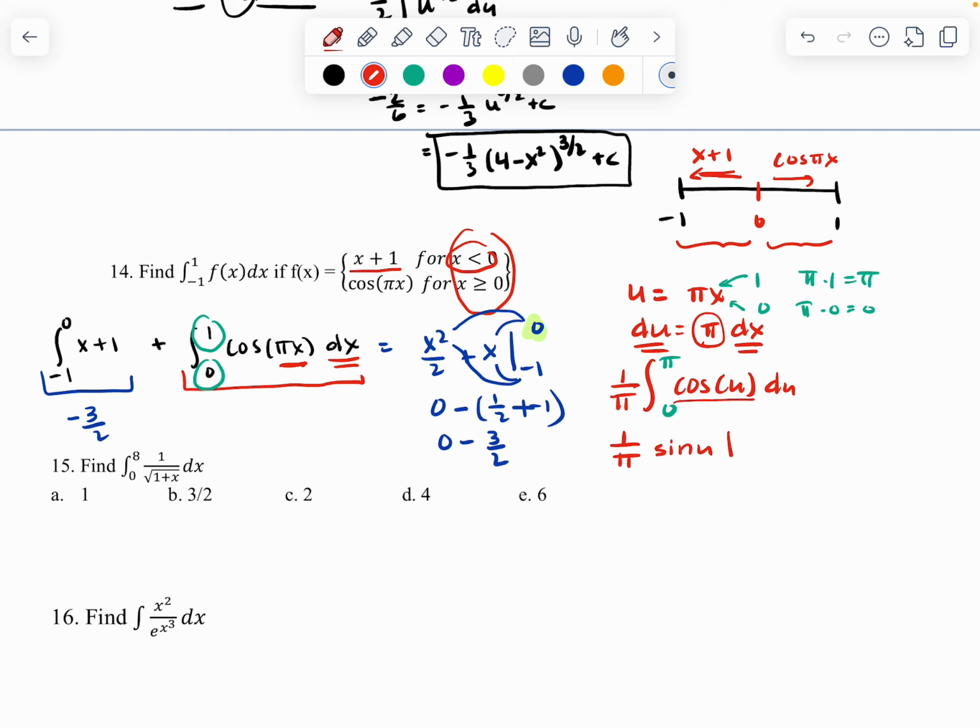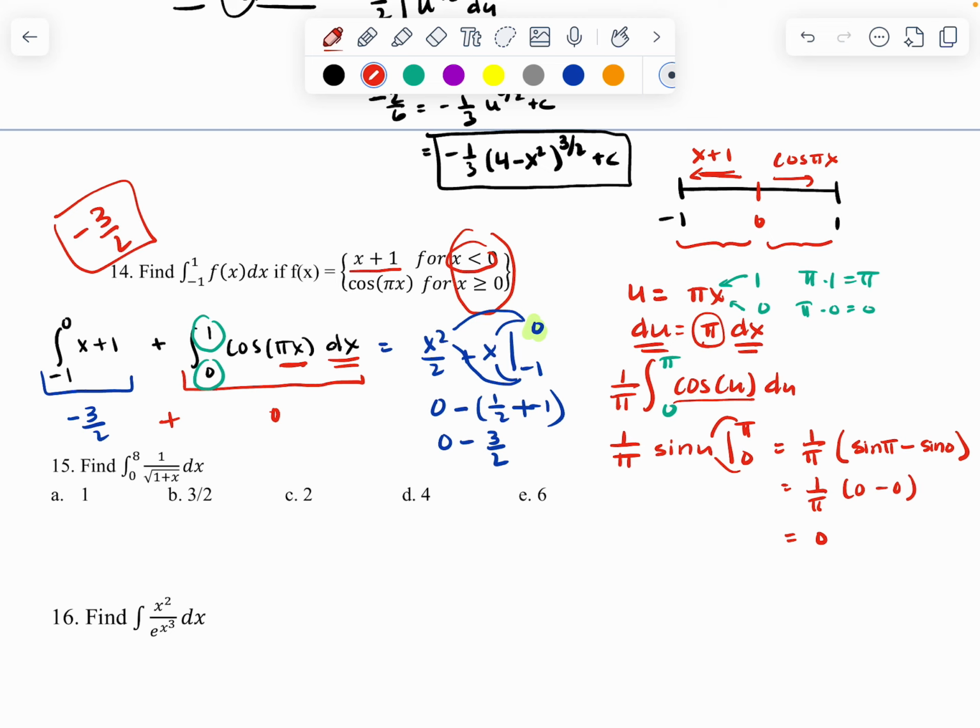Okay, if I plug this in, I get 1 over pi times the sine of pi, minus, if I plug in the 0, the sine of 0. You guys, the sine of pi is 0. The sine of 0 is also 0. So this is really 1 over pi times 0, which is just 0. So this guy's 0. So -3/2 plus 0 is -3/2 for your answer.